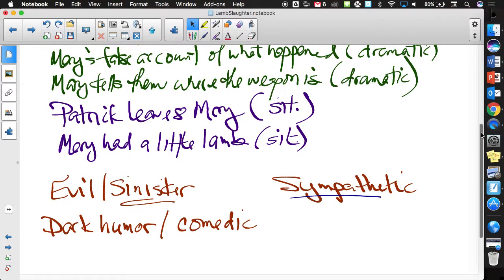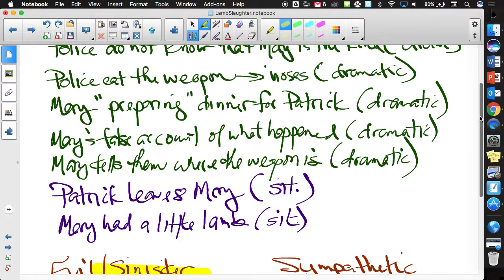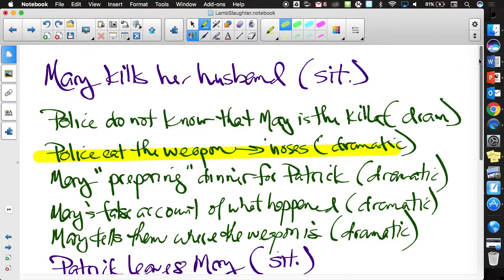Nate, since I stole your glory, what tones do you feel like you'd be using? Evil. Okay. You going to go strictly evil? Probably. Okay, I'm not trying to change your answer or have you take multiple ones. Which examples do you feel you'd be using? She killed her husband, they ate the weapon, and they don't know she killed him. So you're going with the first three. Yep. Okay. Anyone see themselves using a different tone?